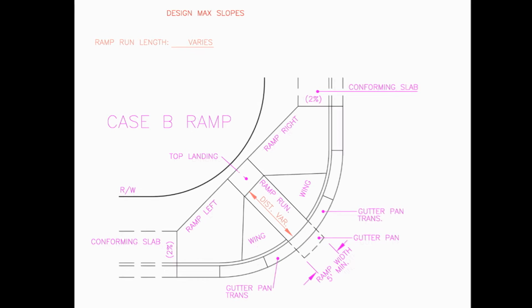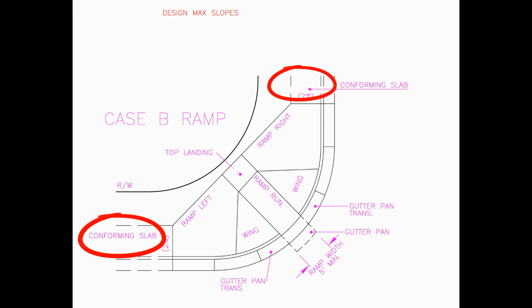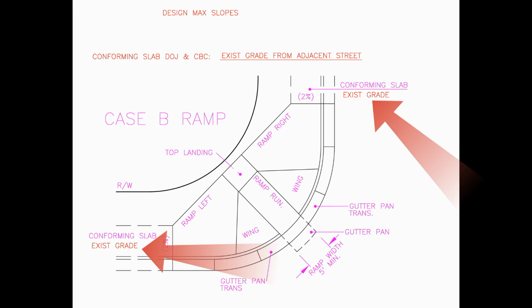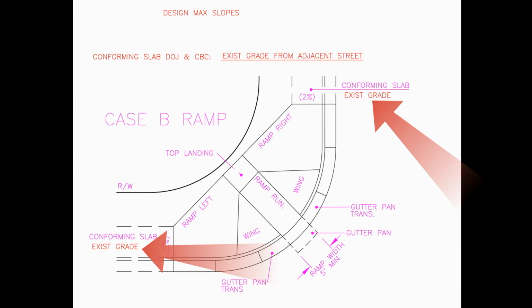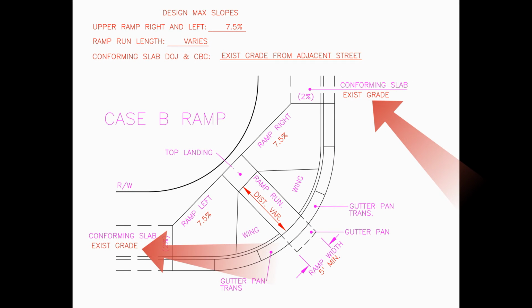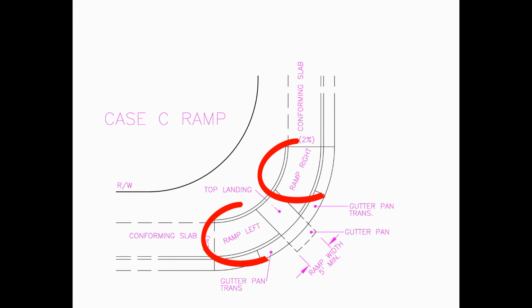What are the conforming slab grades left and right? The correct answer is 5% maximum or existing grade from adjacent streets. These are located just before the BCR and after the ECR. The last ramp we will do is a Caltrans Case C ramp. What is the ramp right and left grades?